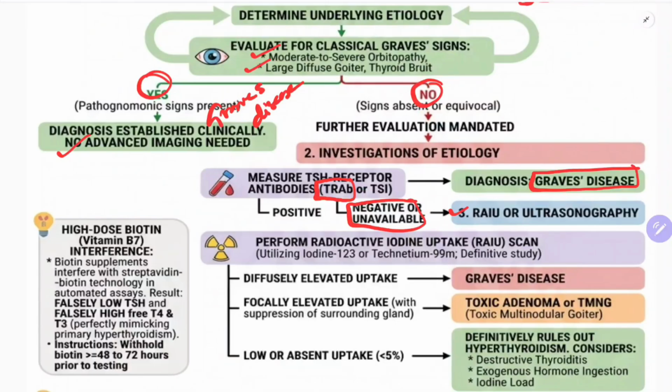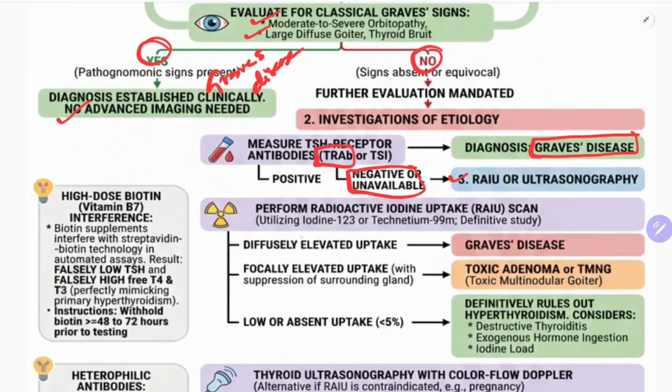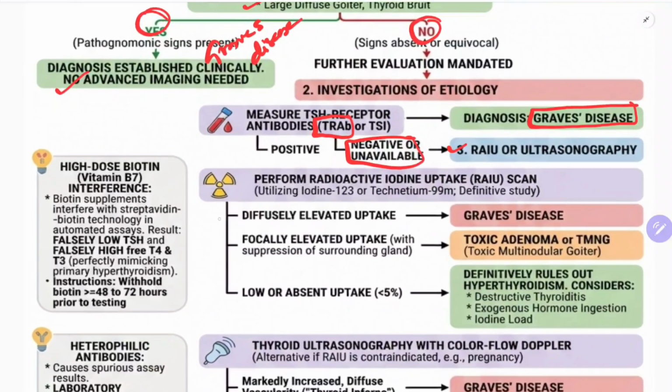Perform a radioactive iodine uptake scan by utilizing iodine 123 or technetium 99m. Okay, if it is diffusely elevated uptake, then it is Graves' disease. If focally elevated uptake with suppression of the surrounding gland, then it is toxic adenoma or toxic multinodular goiter. If low or absent uptake less than 5%, what does that mean? That means now you are not having any thyroid gland enlargement also. It's clinically.